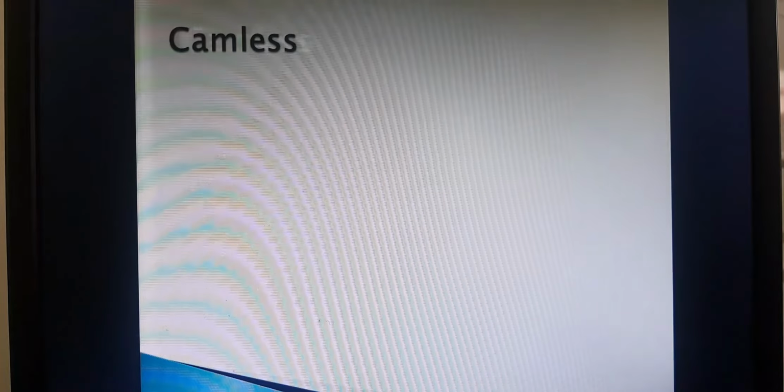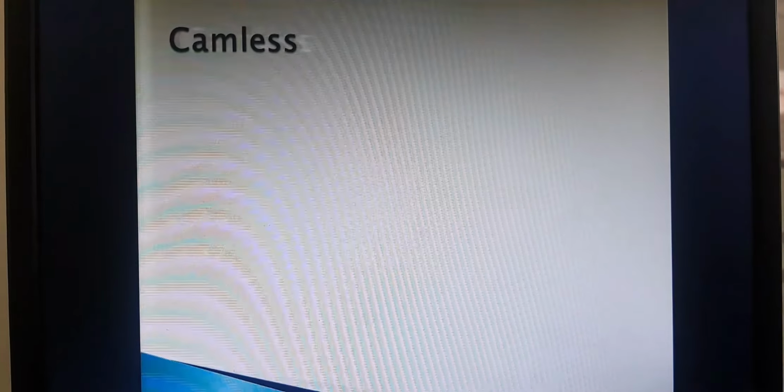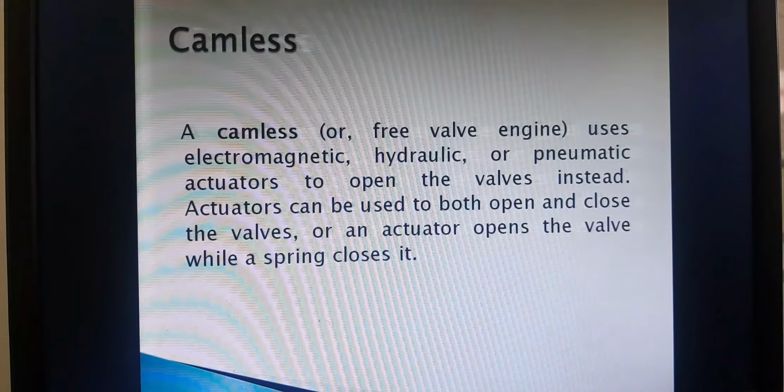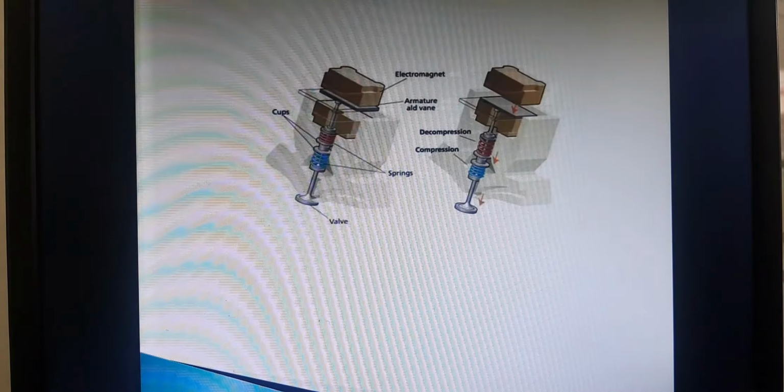Another configuration, we have a camless engine. Okay? So expect that this engine does not use any cam or camshaft. A camless or free valve engine uses electromagnetic, hydraulic, or pneumatic actuators to open the valves instead. Actuators can be used to both open and close the valves, or an actuator opens the valve while a spring closes it. Okay, let me explain further here.